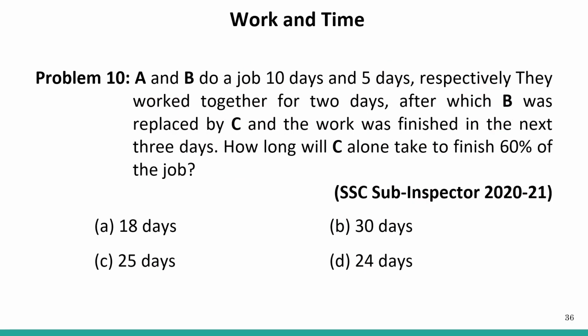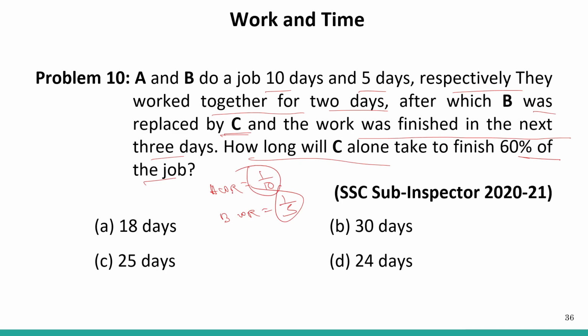Problem number 10. If A and B do a job in 10 days and 5 days respectively, they work together for 2 days, after which B was replaced by C and the work was finished in the next 3 days. How long will C take to finish 60% of the job? So A and B do a job in 10 days and 5 days. So A's work rate is equal to 1 by 10, and B's work rate is equal to 1 by 5.